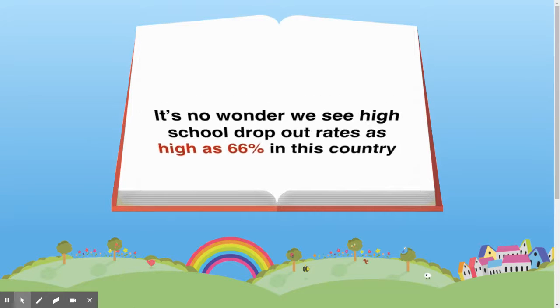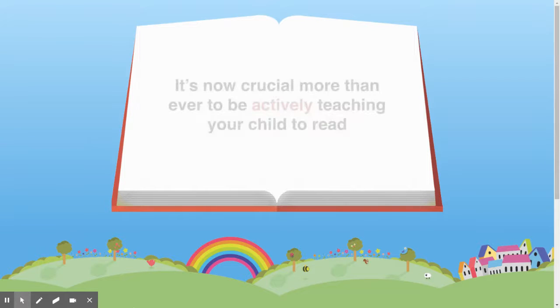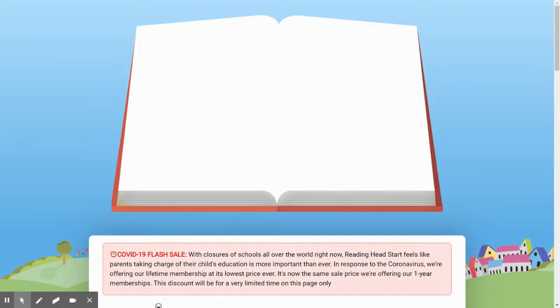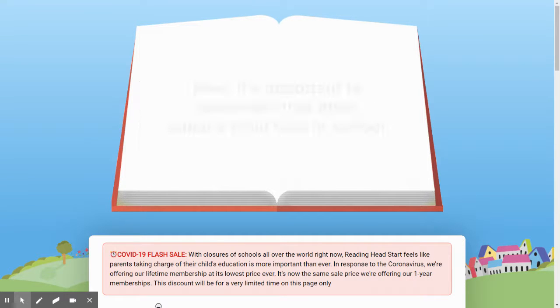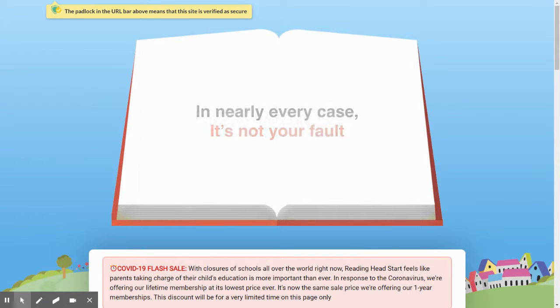And with factual statistics like that, it's no wonder we see high school dropout rates as high as 66% in this country. The fact is, with this many children quietly falling through the cracks, it's now crucial more than ever to be actively teaching your child to read as early as you possibly can, not leaving your child's entire future and success in life up to the education system alone. Now, it's important to remember that often when a child fails in school, in nearly every case, it's not your fault.